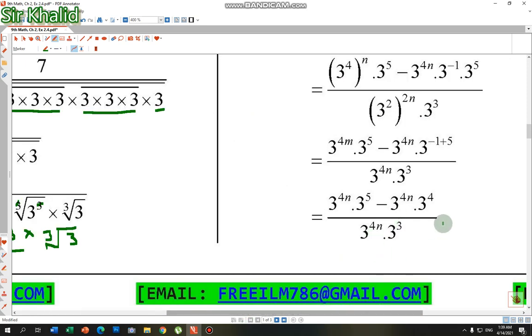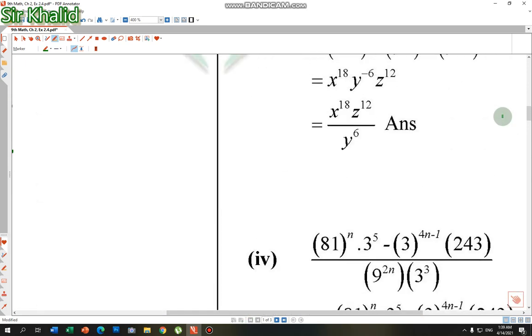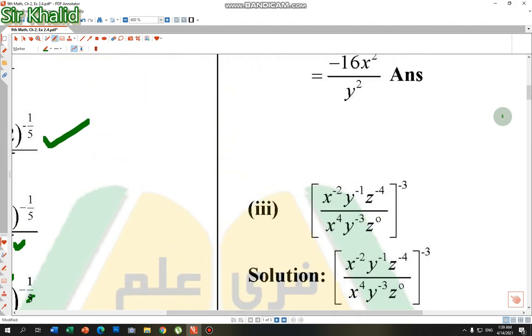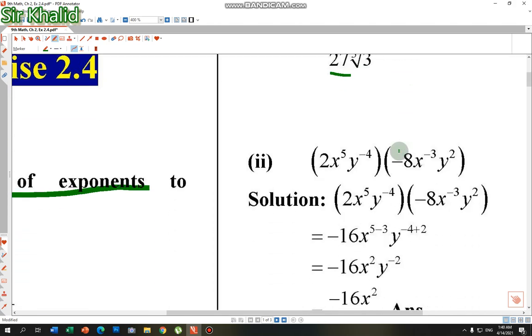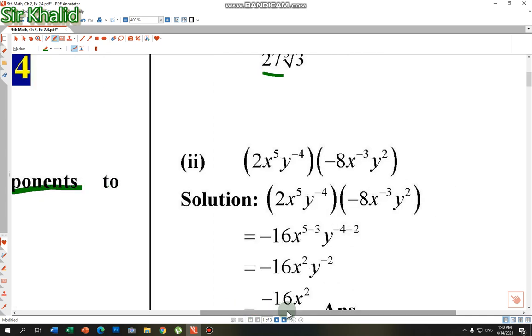I'm turning the page to see the last step. Now you see 7 over 3 into 3 into 3 multiplied by 3 index under root 3. So 3 3s are 9, 9 3s are 27, 27 3 under root 3 is equal to 7. This was a very important question for the sake of a long question.